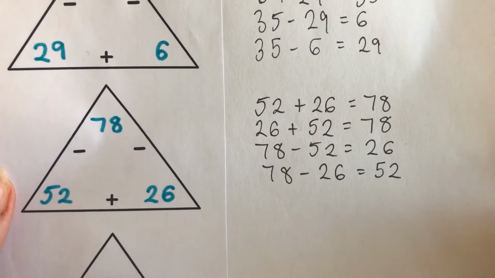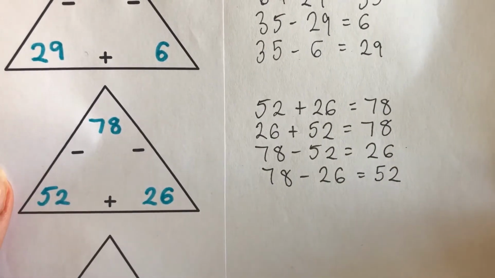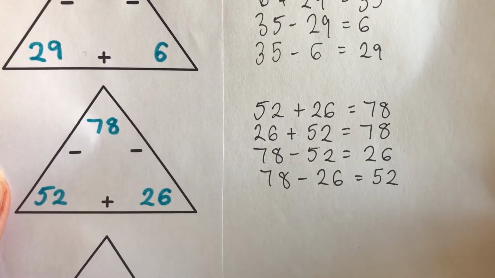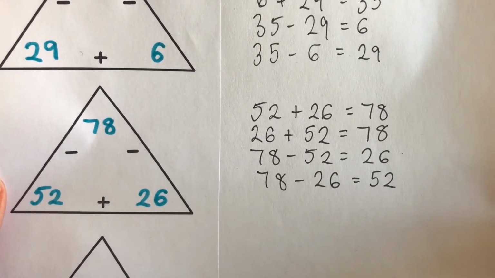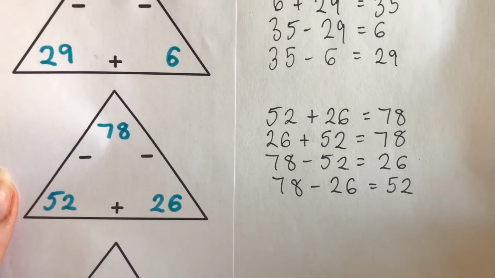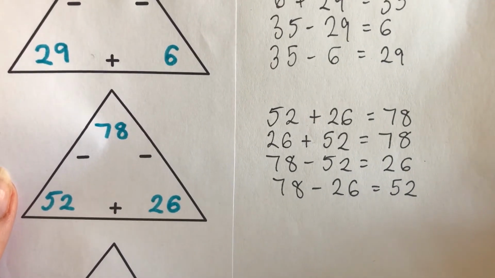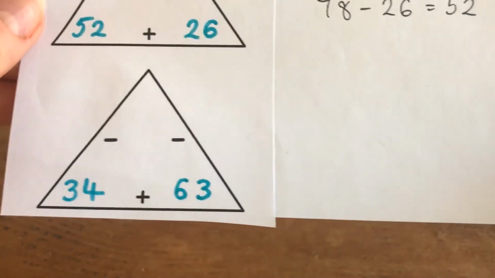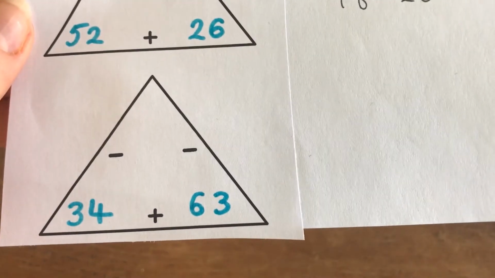52 add 26 equals 78. 26 add 52 equals 78. 78 take away 52 equals 26. And 78 take away 26 equals 52. And then our last one. Let's have a look at the answers.